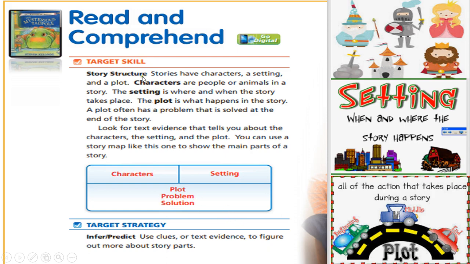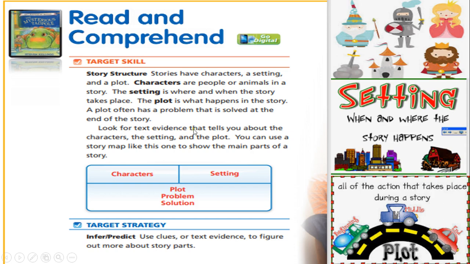Remember, the story structure parts are characters, setting, and plot. The plot is the problem that the characters faced, and then in the end, they will give you the solution for the problem. So, story structure: stories have characters, a setting, and a plot. Characters are people or animals in a story. The setting is where and when the story takes place. The plot is what happens in the story. A plot often has a problem that is solved at the end of the story.